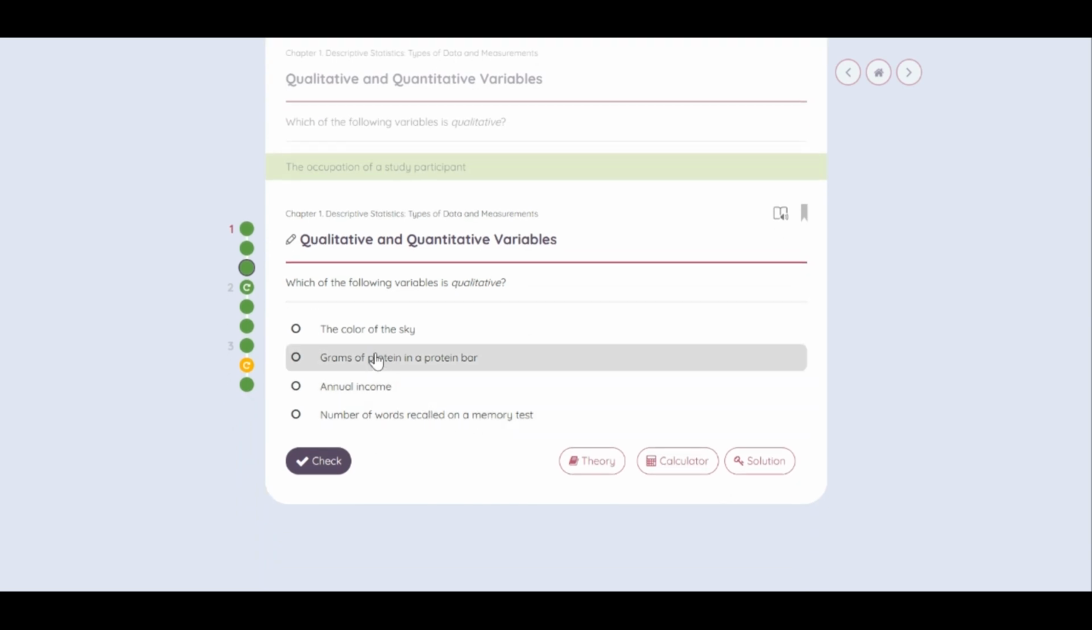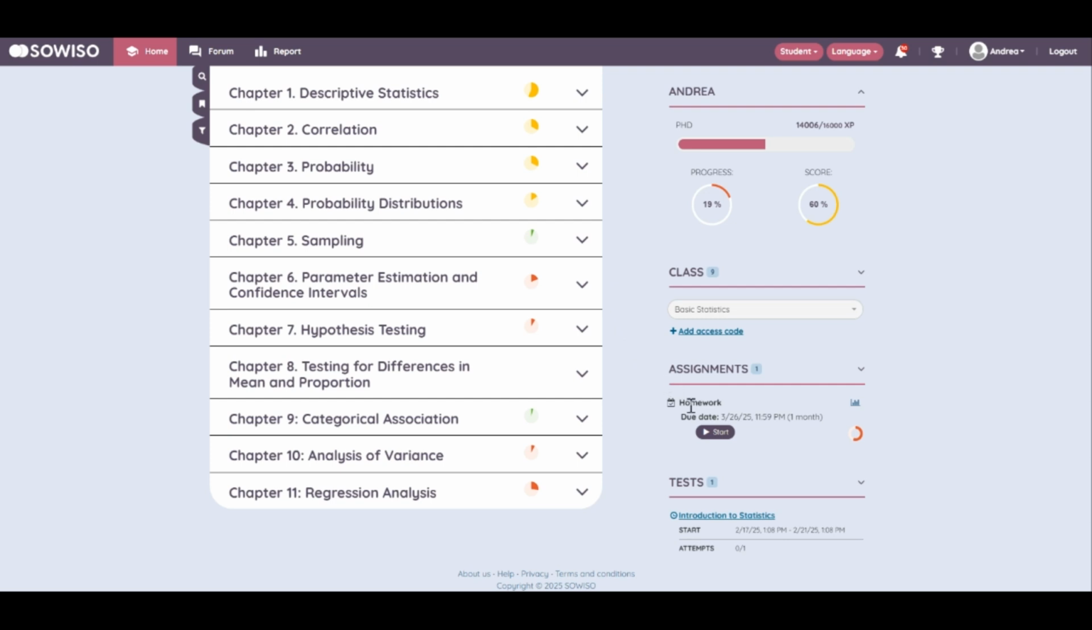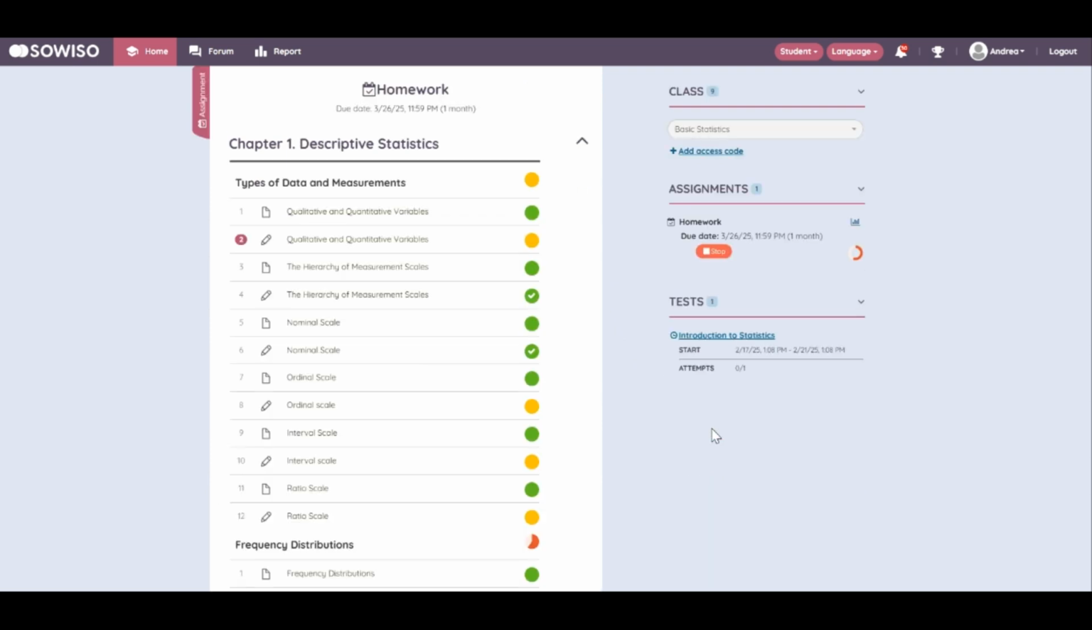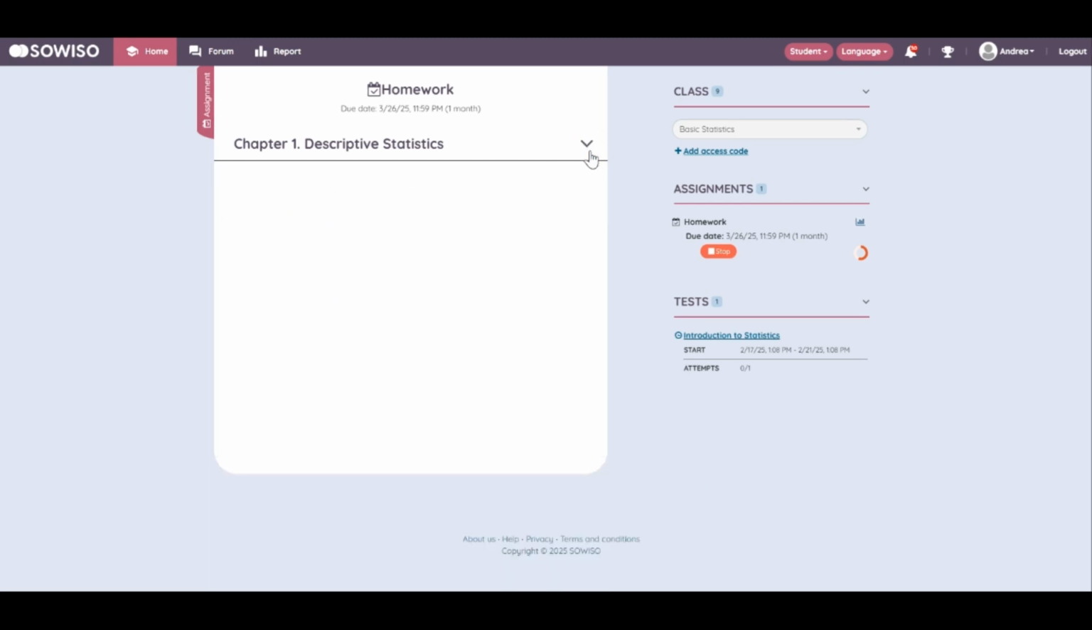Theory pages and exercises allow students to practice independently, so they can use the Sowiso course to prepare for your lessons as homework or to provide additional practice as they prepare for an exam.